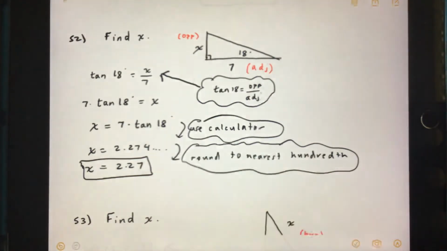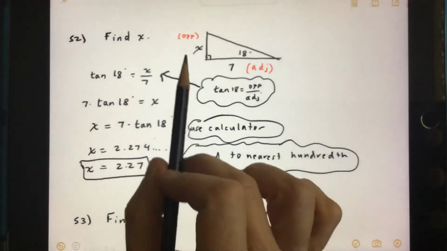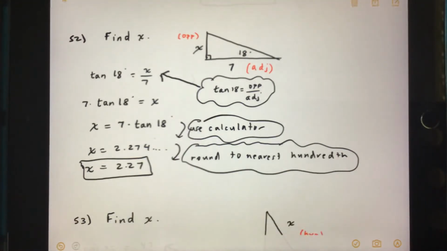I don't have any information on my hypotenuse, and I can't figure out its value because I don't have both legs with values for them. So I'm going to ignore my hypotenuse. I don't need it for this problem.